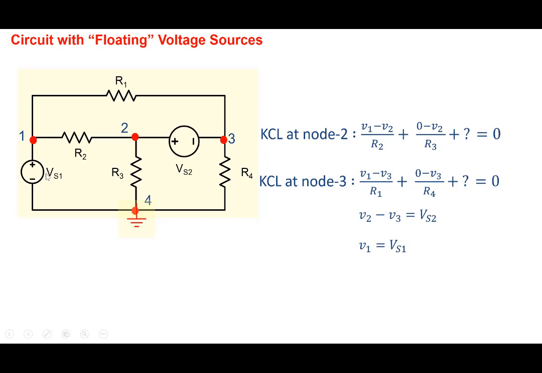But note that the nodal analysis method works with node voltages, and it uses KCL. So we are unable to write KCL at this node. We are unable to write KCL at node number 3. And therefore, we are not able to complete the equations and thereby solve those equations to arrive at the answer that we are looking for.